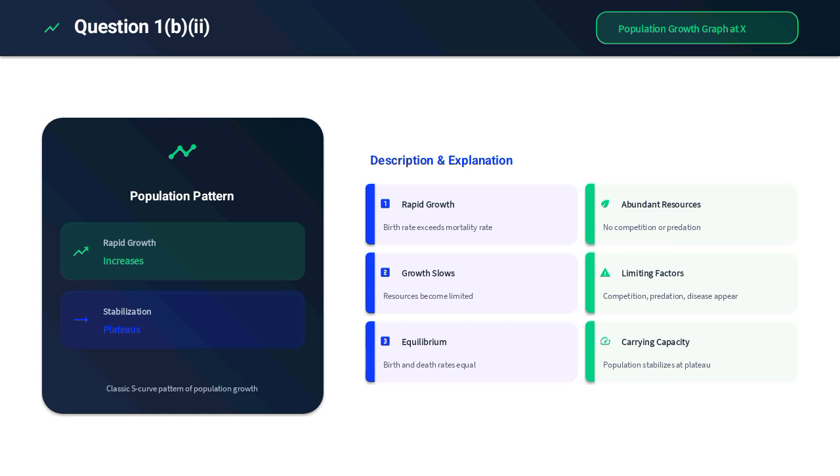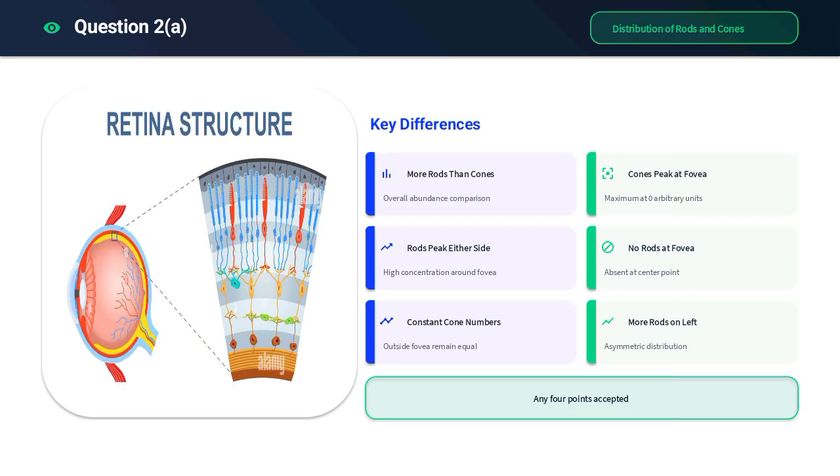Then, the rate of population growth starts to slow down. Why? Because resources become limited. As the population grows, competition increases. Predators may arrive, and diseases can spread. Eventually, birth rate and mortality rate become more equal, causing the population to plateau. This plateau represents the carrying capacity of the environment. So in summary, rapid growth due to abundant resources, then slowing growth due to limiting factors, finally stabilization when birth and death rates equalize.